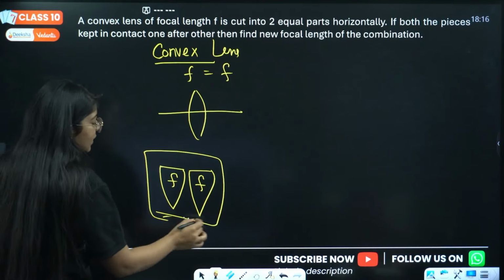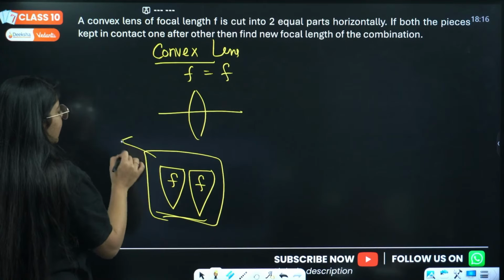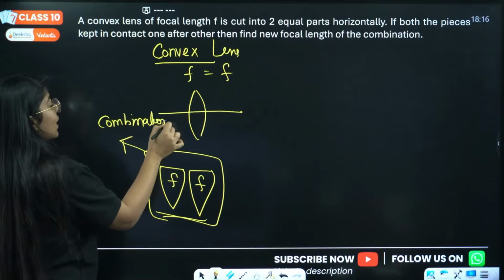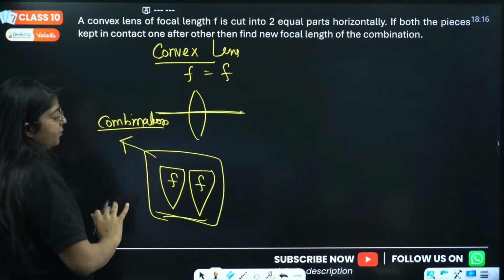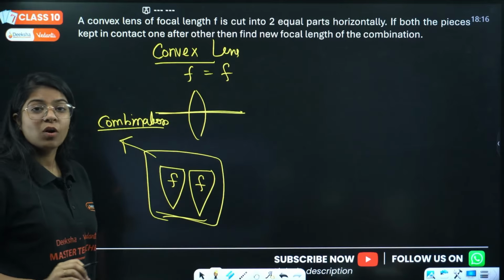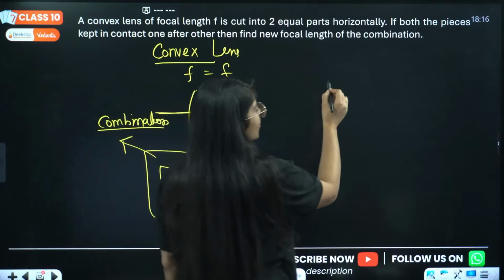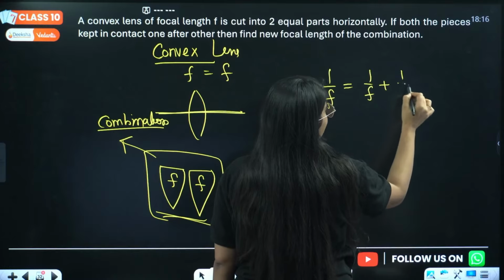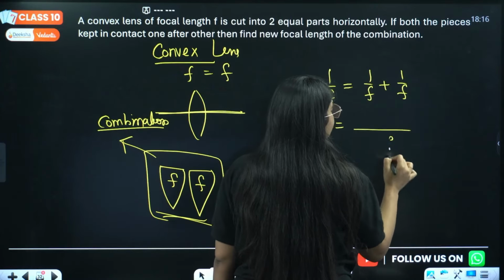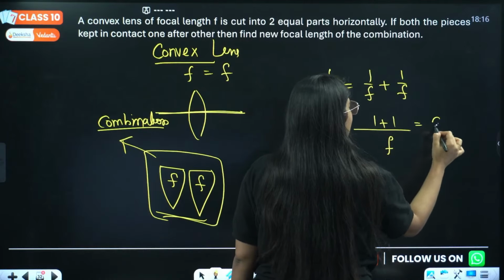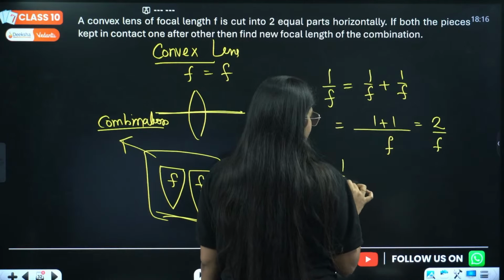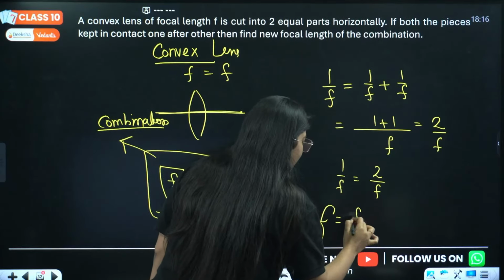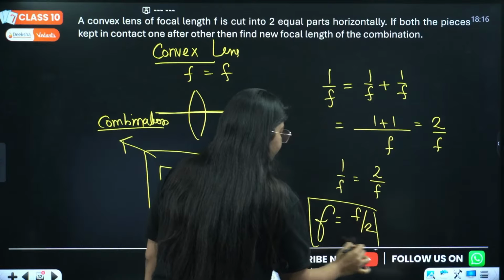Yes. So, this is the combination we have, right? This is the combination we have of two lenses that are being cut in half. So, what will be their focal length? Their power will be just the addition, by this formula, 1 by f plus 1 by f. So this will be 1 plus 1, that will be 2 by f. So 1 by f is simply 2 by f. So the focal length is f divided by 2.